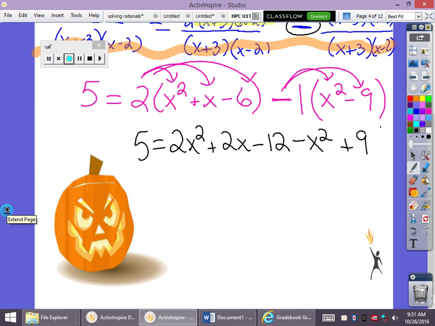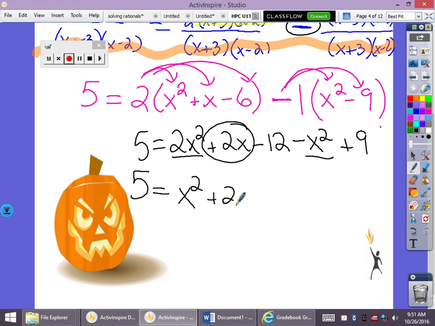Okay, now what am I going to do, guys? I'm going to clean it up. Okay? So what is 2x squared minus x squared? X squared. 2x has nobody, so plus 2x. Negative 12 plus 9 is negative 3. Great. Now what do I need to do?